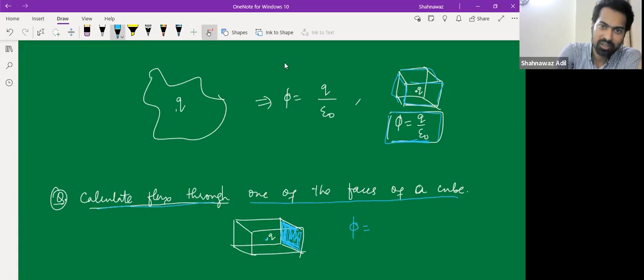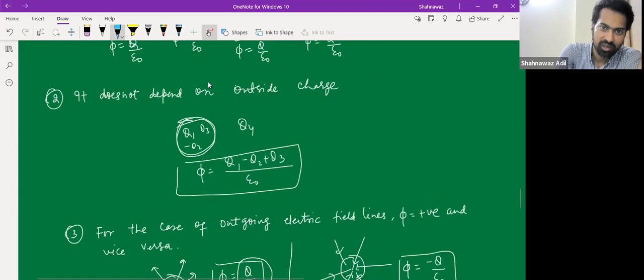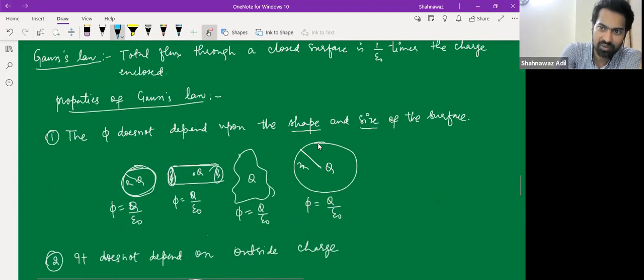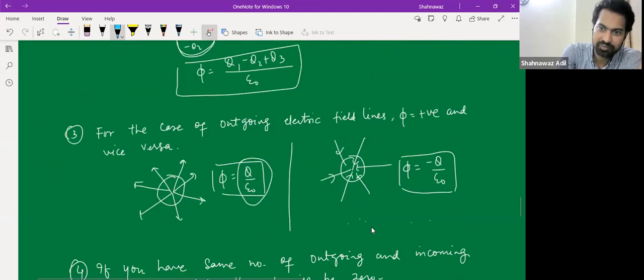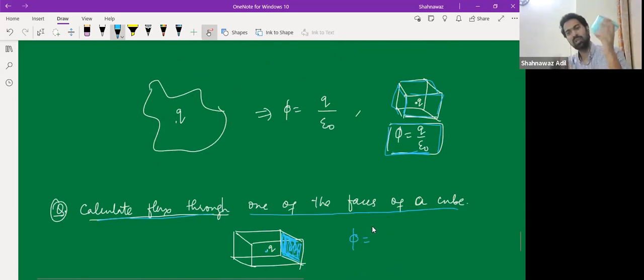Are you not revising, sir? You have to revise, otherwise you will forget, right? So whenever you have any closed surface, the flux would always be Q by epsilon. Understood, sir? So a cube is a closed surface shape. So the flux through the cube will be how much?